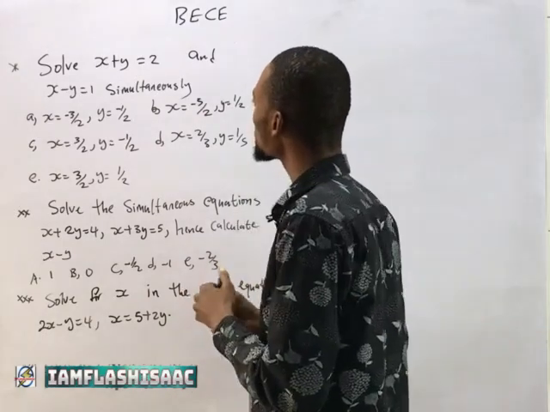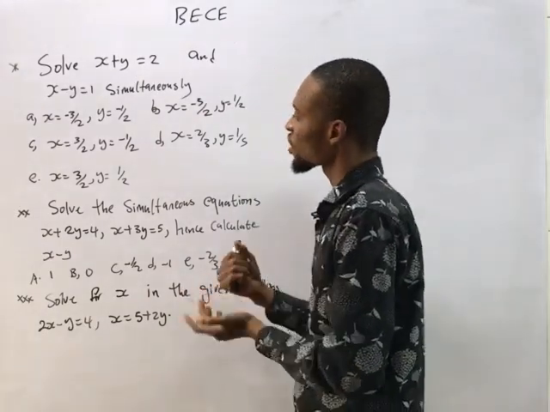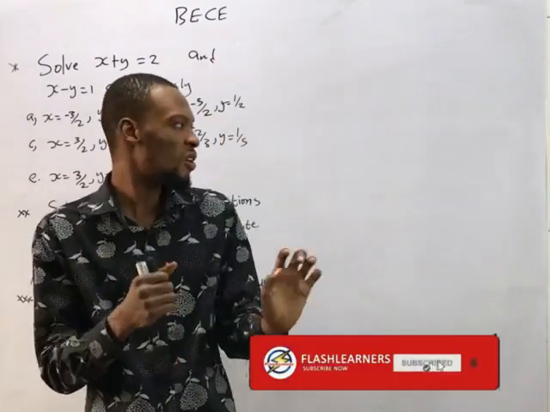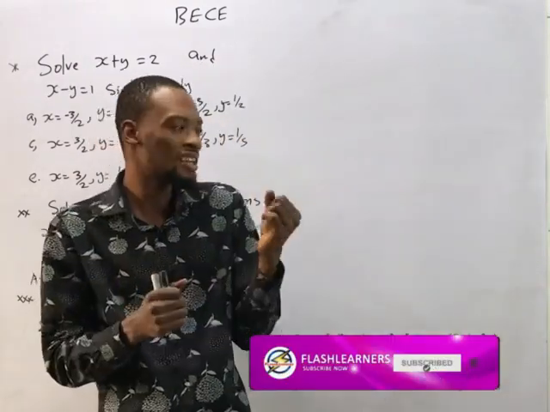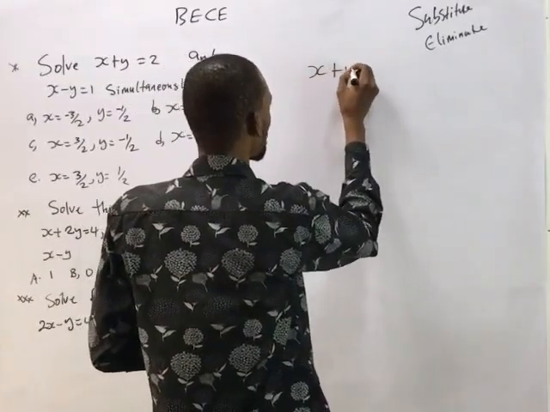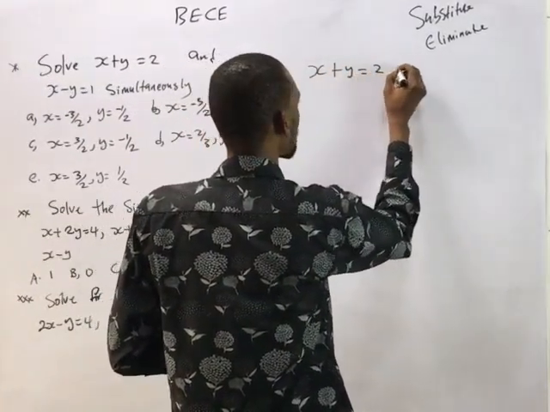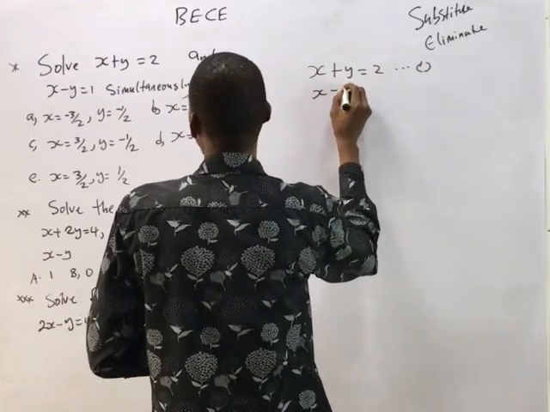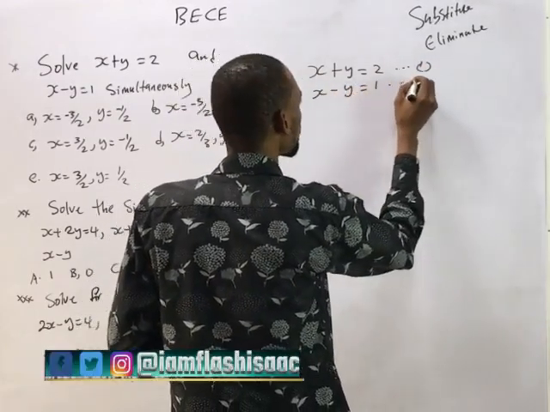So these are BECE simultaneous equation questions. Now, when you are given a simultaneous equation question, you can choose to solve it either using the substitution method, elimination method, or graphical method. Let's bring out the equation. This is s plus y is equals to 2, this is equation 1. s minus y is equals to 1, equation 2.